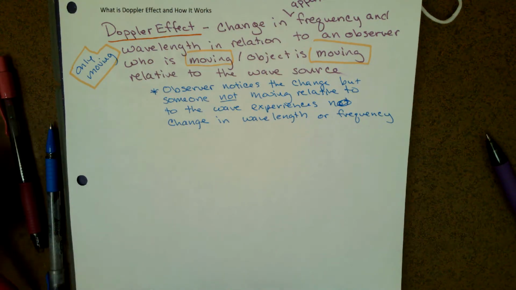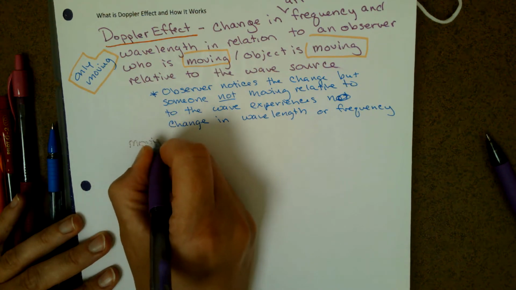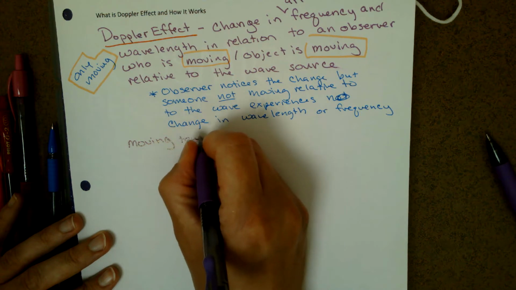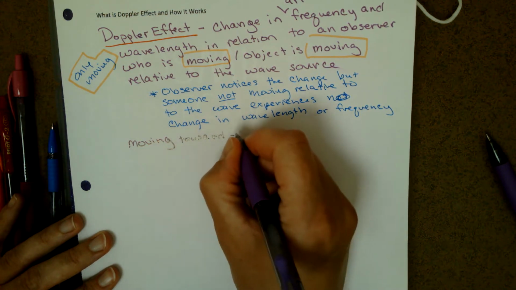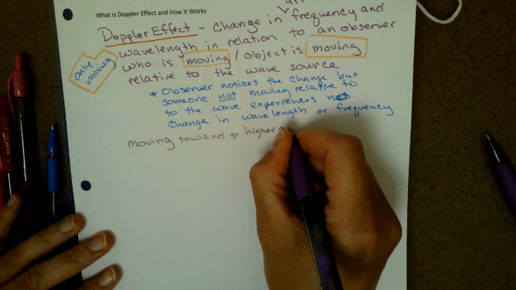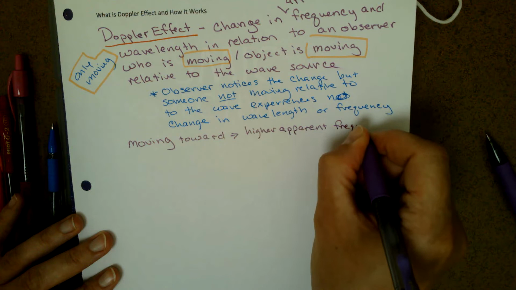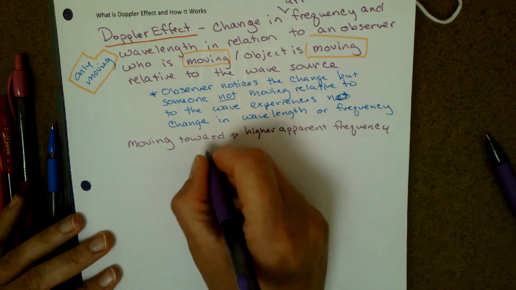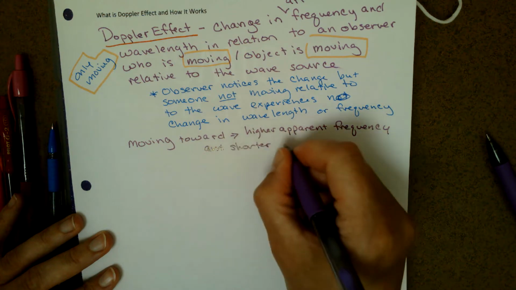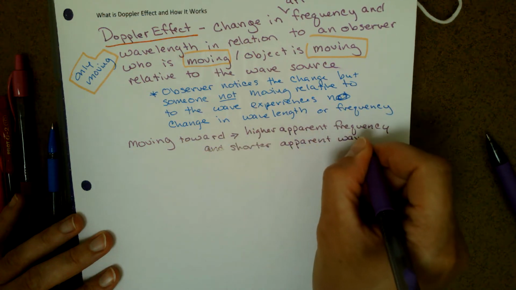So how does the wave change? Moving towards each other, either both objects or one object relative to the other, leads to a higher apparent frequency and shorter apparent wavelength.